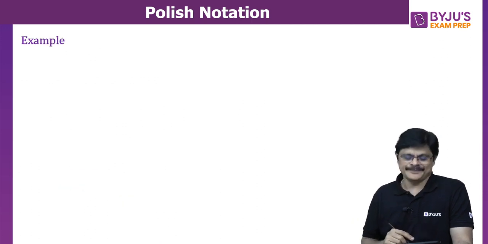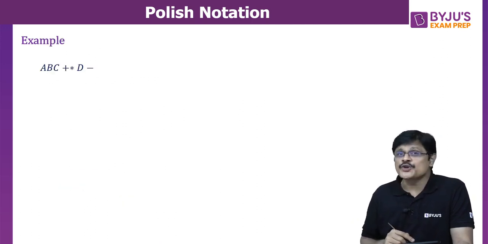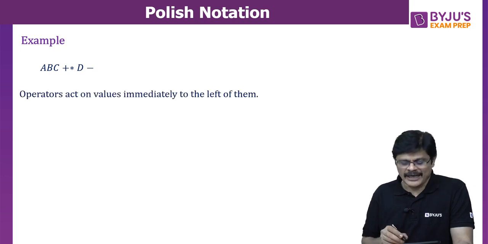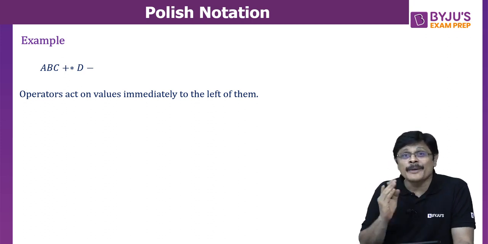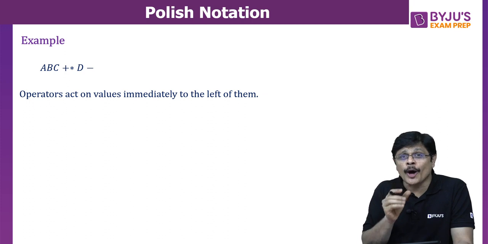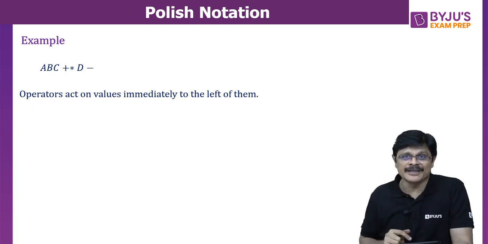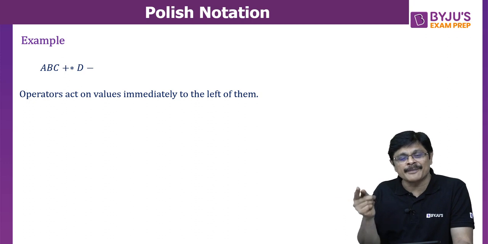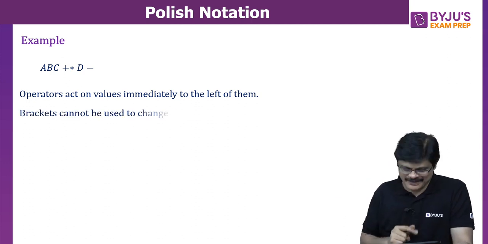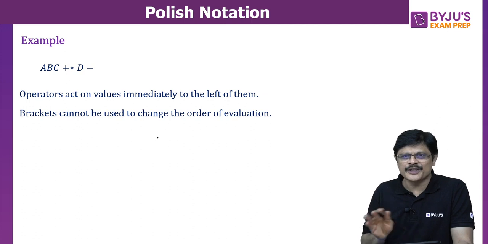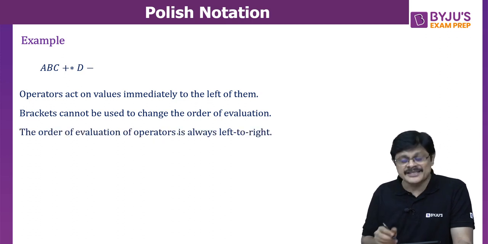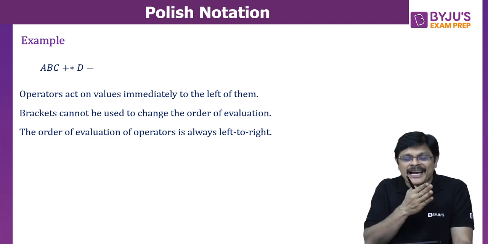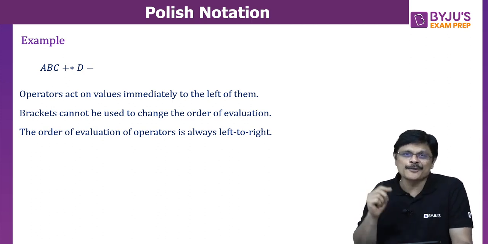Now let us see the example. This is an example for postfix notation. Here operators act on values immediately to the left of them. Operators act on the operands immediately to the left of them. In prefix it was immediately to the right of them, here it is immediately to the left of them. Brackets cannot be used to change the order of evaluation. That is only possible for infix notation. The order of evaluation of operators is always from left to right. Here the evaluation goes from left to right, my dear friends.